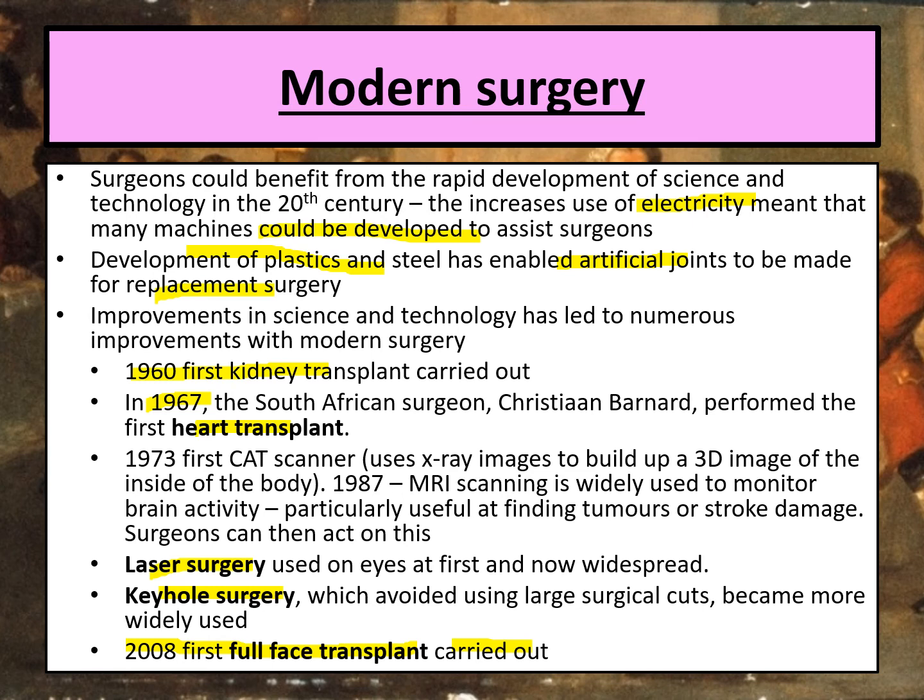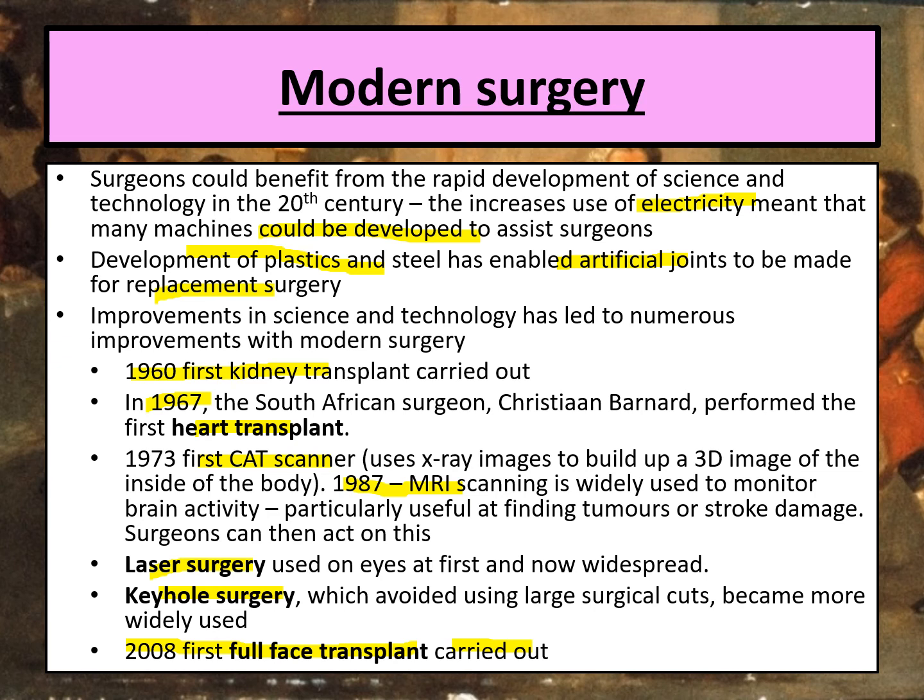We can even use scanners to try and detect what is causing people to be ill, and to try and find out what surgeries would then need to take place without having to cut people open. So things like the CAT scanners and MRI scanners are absolutely crucial in then helping us to understand what surgeries need to be carried out.